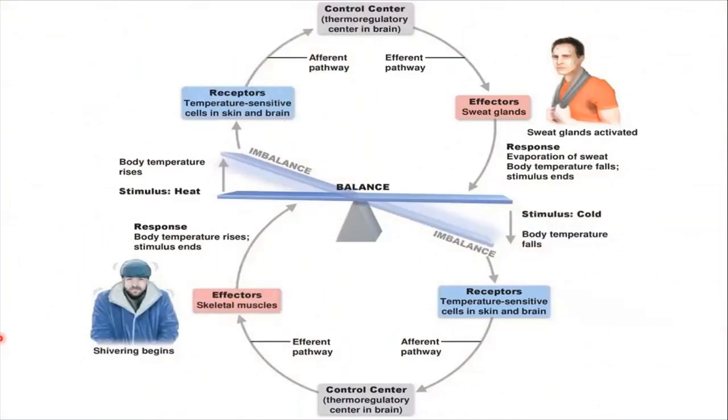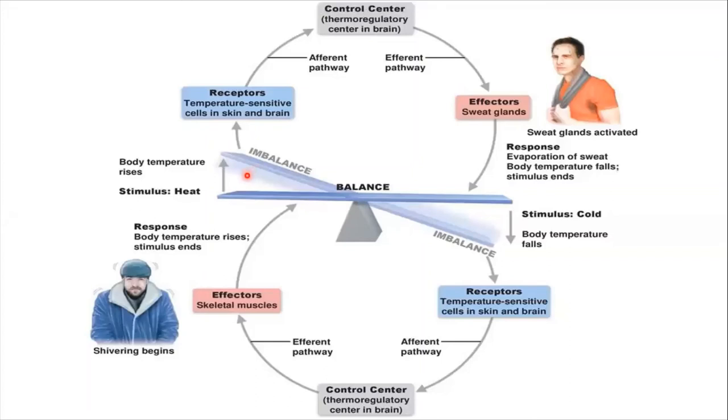Now this is a flow chart, and this one is important. Whenever you are going to attempt a question related to thermoregulation, you are going to draw this flow chart along with your answer. So the thermoregulatory center is present in the brain, that is the hypothalamus, and the efferent pathway is that. First of all, we are going to see if the balance is upset. What is upset? The body heat has increased, the body temperature rises.